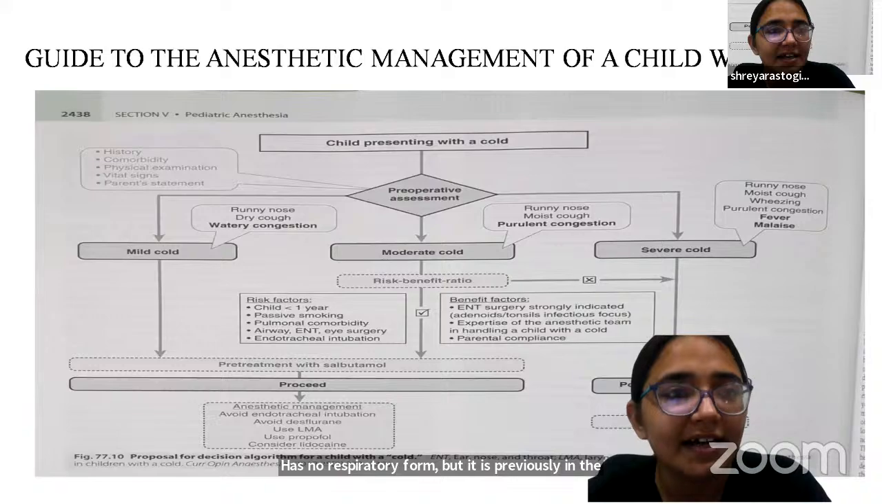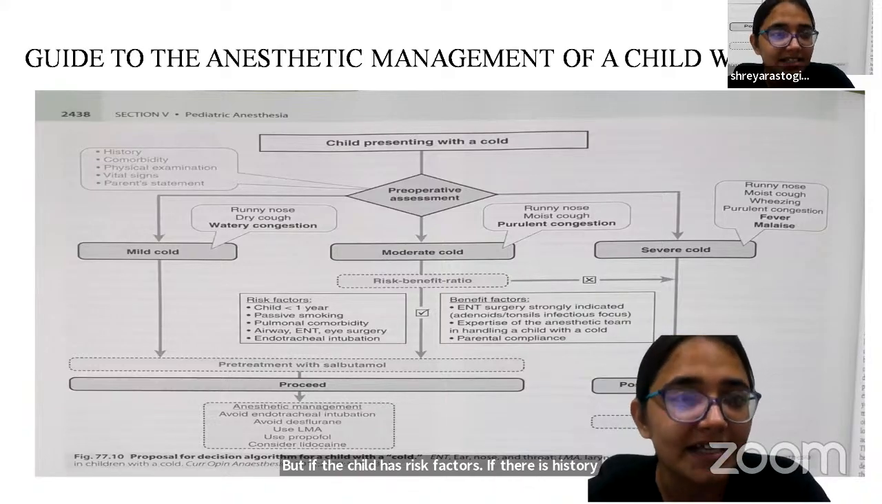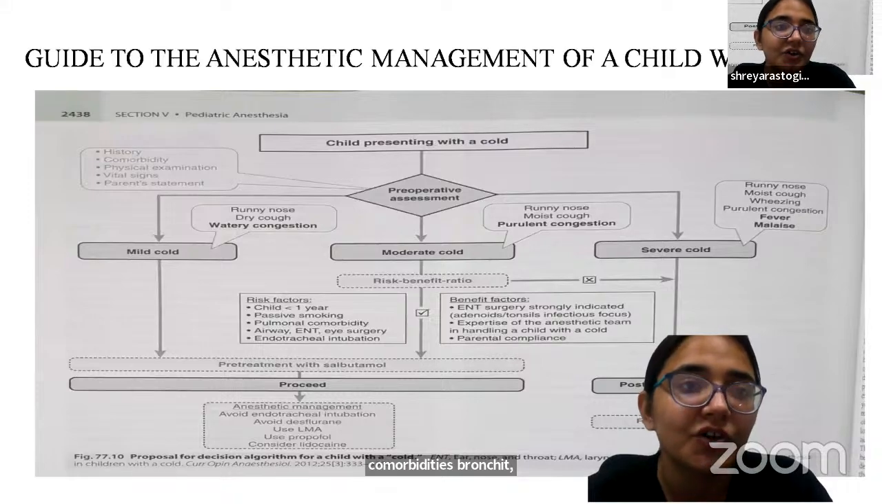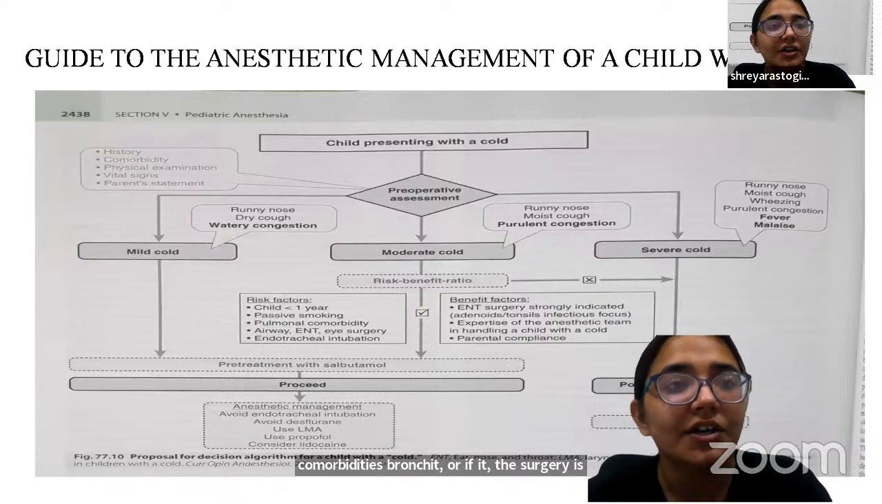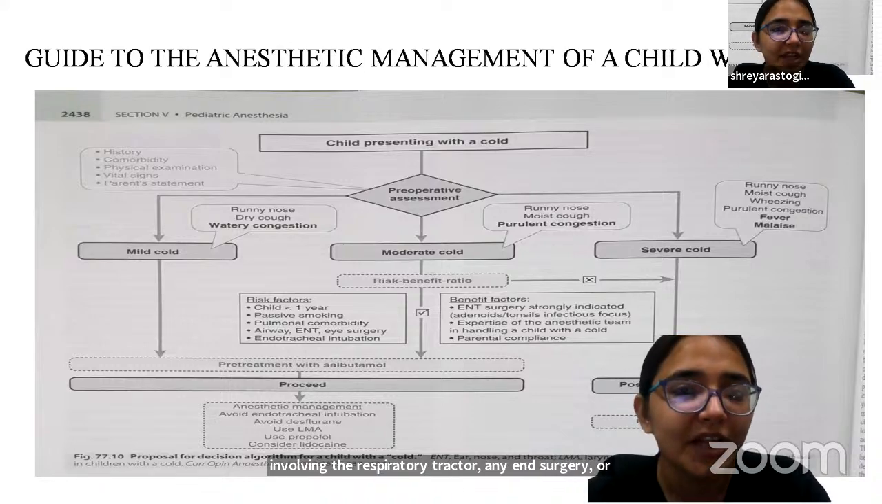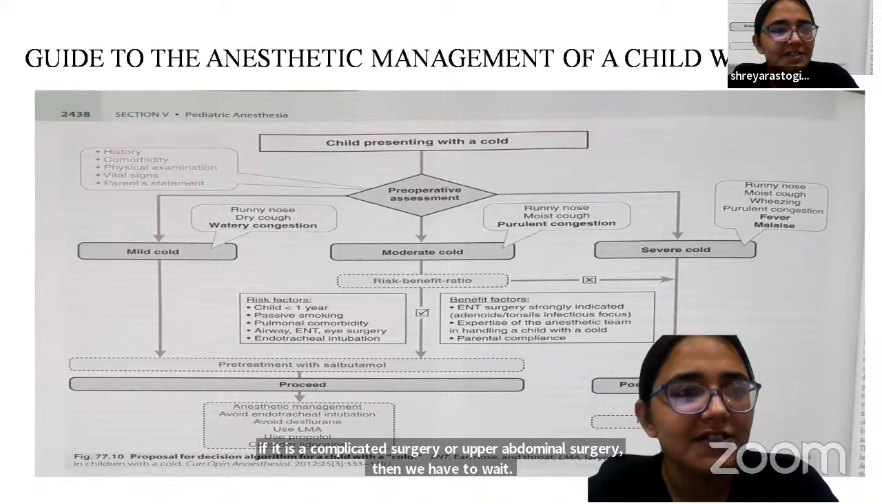But if the child has risk factors, such as a history of prematurity, passive smoking, previous comorbidities like bronchial asthma, or if the surgery involves the respiratory tract, is any ENT surgery, or is a complicated thoracic or upper abdominal surgery, then we have to wait. Then again, the postoperative steps will be the same.